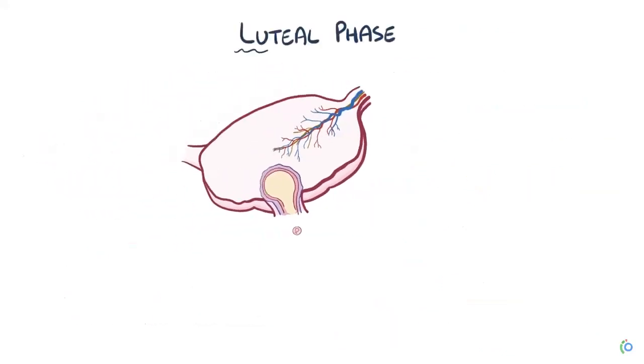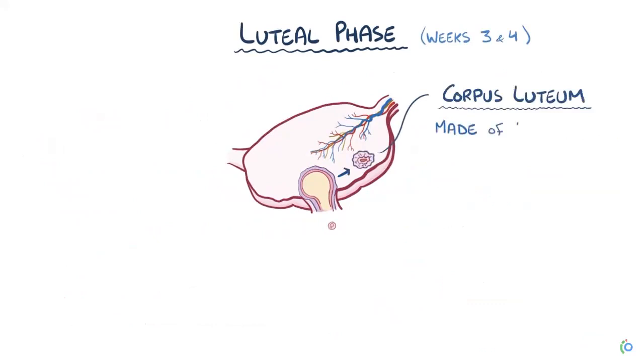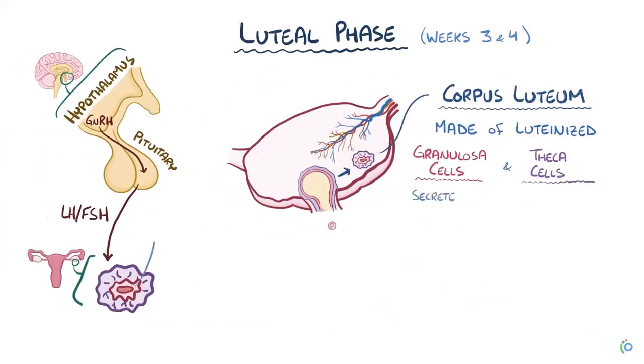The luteal phase makes up the second half of the menstrual cycle, week 3 and 4 of a 4-week cycle. Right after ovulation, while the LH levels are still high, the remains of the follicle turn into the corpus luteum, which is made up of luteinized granulosa and theca cells. Luteinized granulosa cells secrete inhibin, which inhibits the pituitary gland from making FSH. Without FSH, estrogen levels fall, and the amount of LH goes back to the level before ovulation.